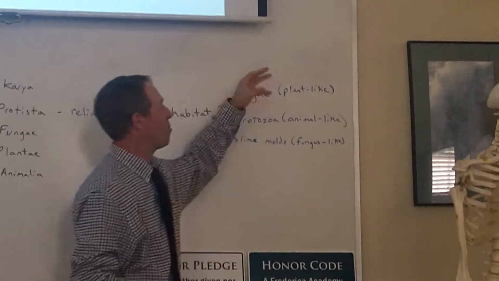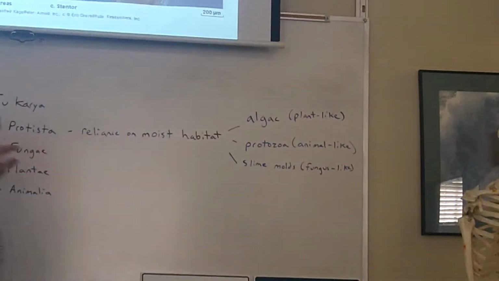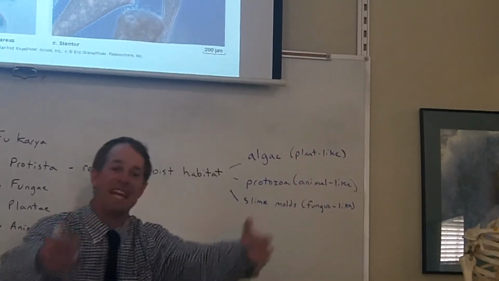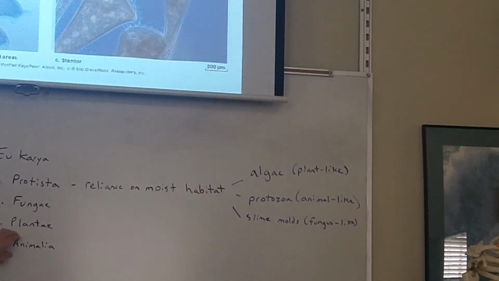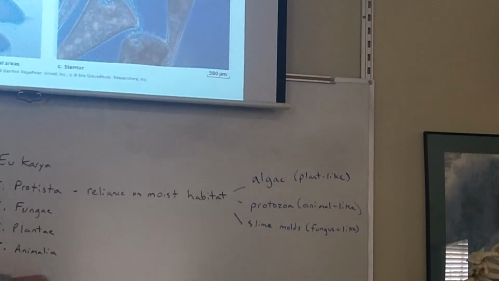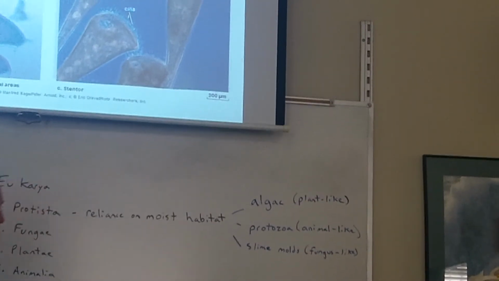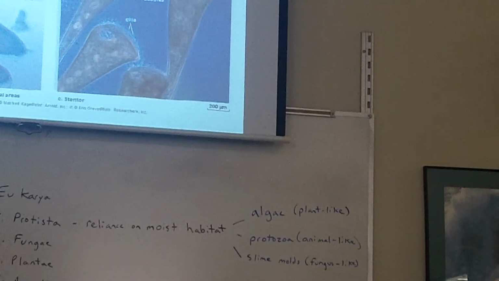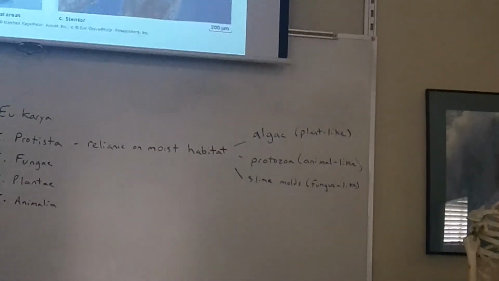So the algae are plant-like because they do photosynthesis. And those algae led to plants. Your protozoans are animal-like because they have to eat. And the protozoans evolved into the animals. The slime molds are fungus-like because they're decomposers. You would think the slime molds must have evolved into the fungi, but they're not sure about that. They think maybe the protozoans evolved into the fungi also, and that the slime molds are just kind of like fungi.